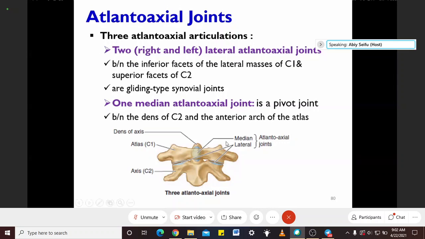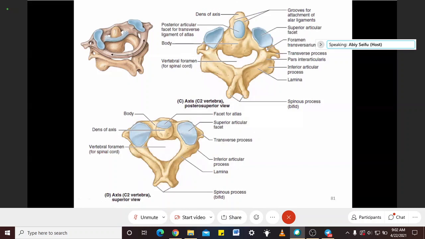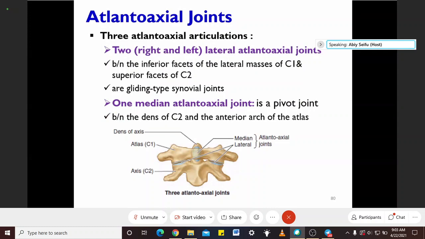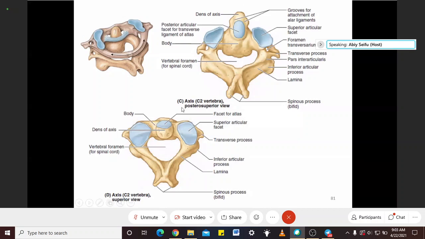Therefore, these joints collectively allow somewhat circular, rotational movement, turning from lateral to lateral. Look, the ring is formed by the anterior arch of C1, and posteriorly there is a transverse ligament. And this arrow shows the type of movement that occurs here. Look, this odontoid process has a facet for the transverse ligament as well as for the arch.